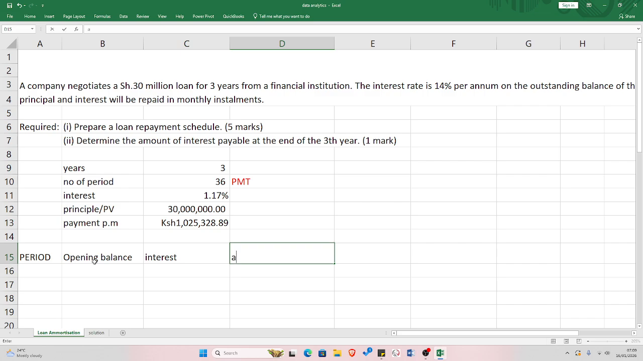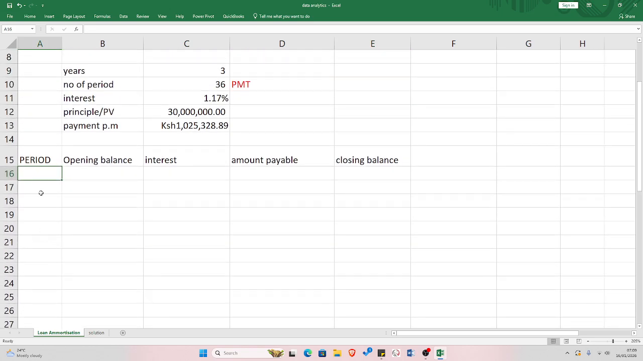Then we have the next one, which is the amount payable, or rather the amount paid. Yes, that is the amount that is to be repaid in monthly installments. Then we have the closing balance, or balance at the end of the period. So the periods, we are told that there are 36 periods. I can have my 1 there as the period.